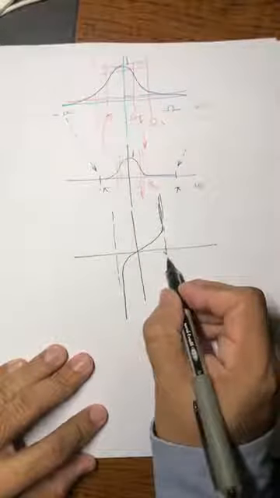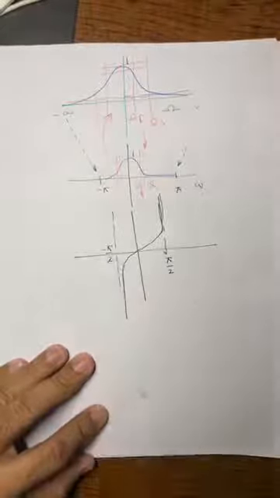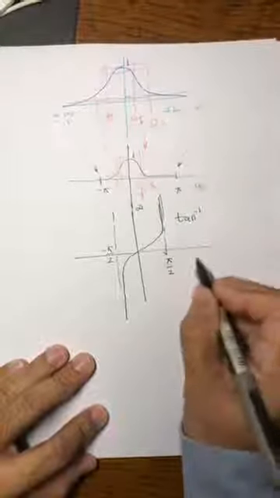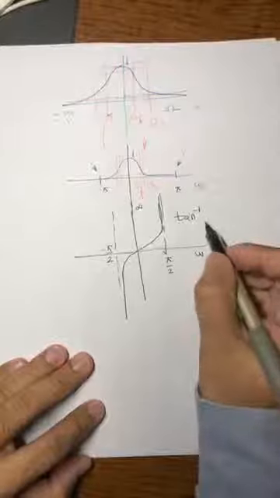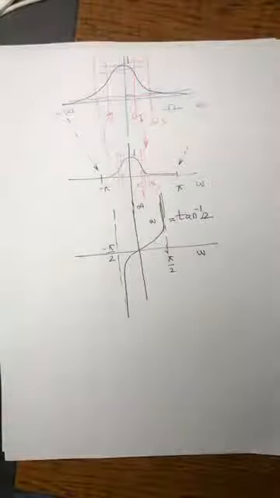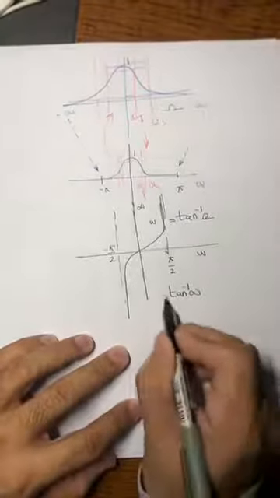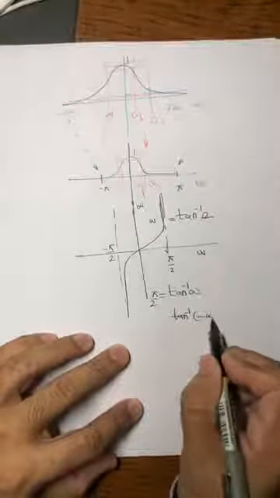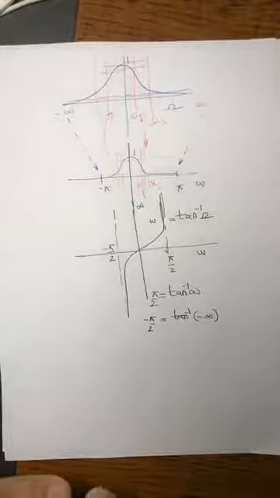So tangent inverse, actually it is not pi, it is pi by 2. So this is a little difference: tangent inverse of capital omega is equal to small omega. This is a function, and we all know that tangent inverse of infinity is pi by 2, and tangent inverse of minus infinity is minus pi by 2. So we all know this function, okay?